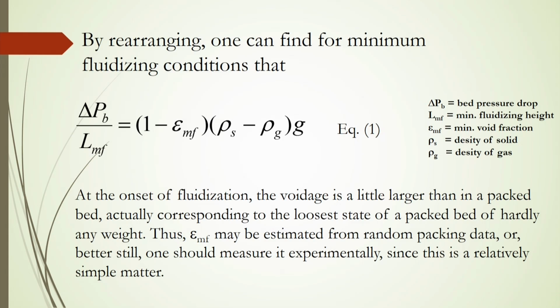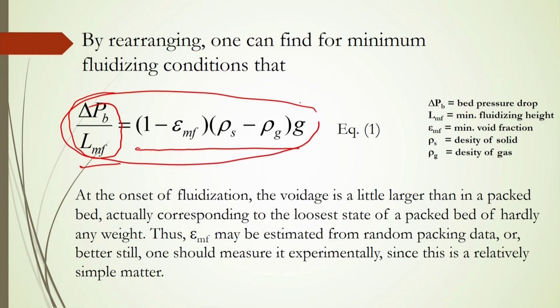Now, how to calculate the frictional pressure drop? Delta P_b by L_MF is called the frictional pressure drop per unit length of the minimum fluidized height. That will be equal to (1 minus epsilon_mf) times (rho s minus rho g), which can be obtained just by rearranging the previous equation. Here, delta P_b is the bed pressure drop, L_MF is the minimum fluidizing height, epsilon_mf is the minimum void fraction, rho s is the density of the solid and rho g is the density of the gas.